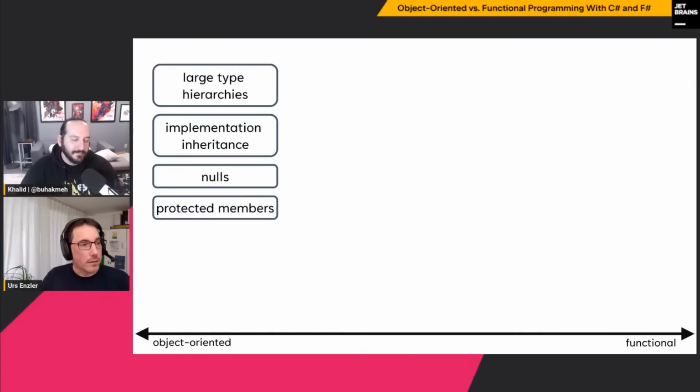And then typically there are nulls, or nowadays nullable reference types in C#, to deal with the fact that normally you don't want to have nulls. And there are protected members. Now, maybe you ask yourself, okay, protected members, why aren't there internals, privates? You will see later why protected members are special.